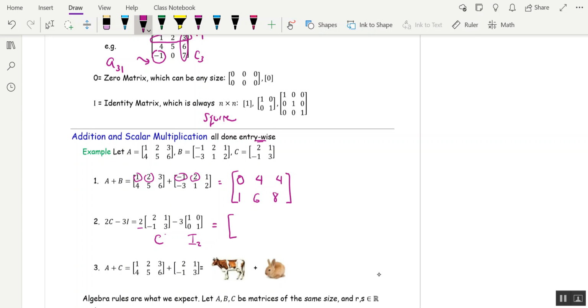So when I take a scalar multiple times a matrix, I multiply every single entry in the matrix by that scalar. So 2 times 2 is 4, 2 times 1 is 2, and then on the second row, I have -2 and 6. And then I'm going to multiply 3 by these ones here to get 3, 0, 0, 3. And now I can subtract entry-wise.